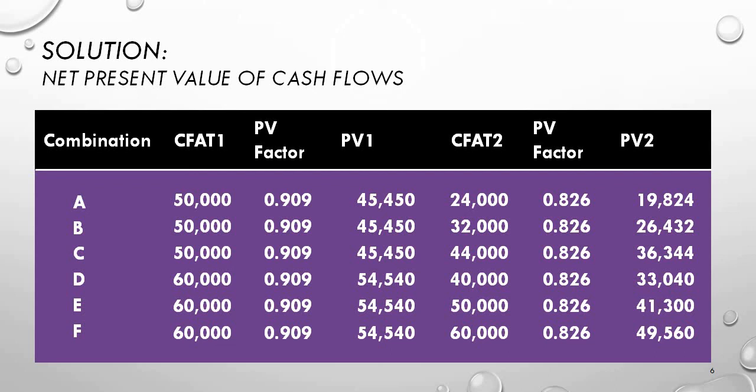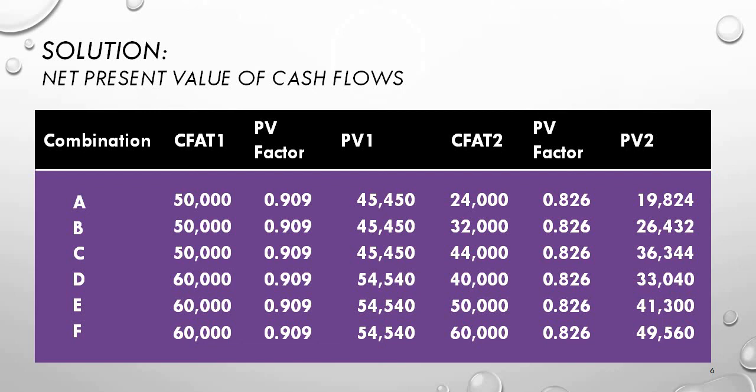Now combination A, first year 50,000 into 0.909, present value will be 45,450, which will be the same for combination B and C. For D, cash flow after tax 60,000 multiplied with 0.909 will give you 54,540, which will be the same for E and F.